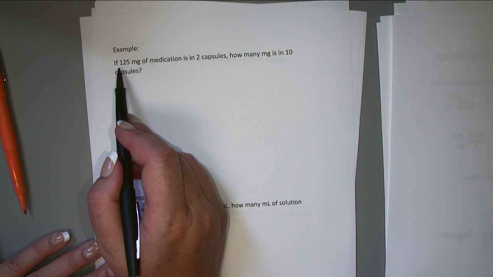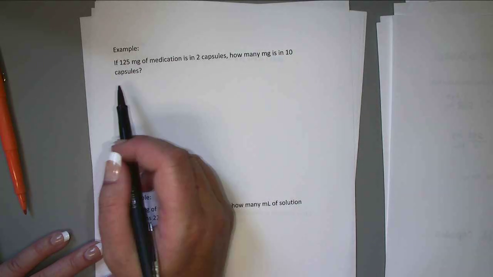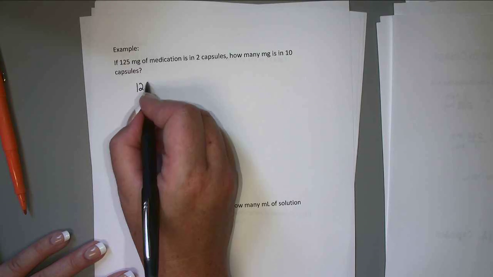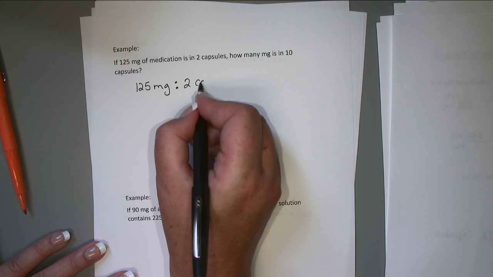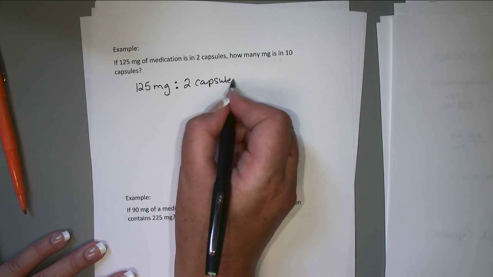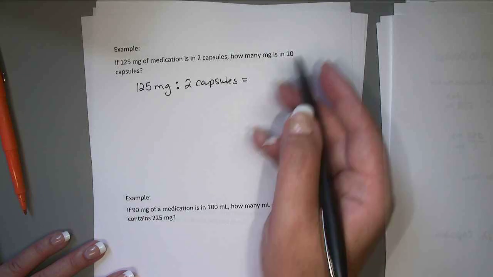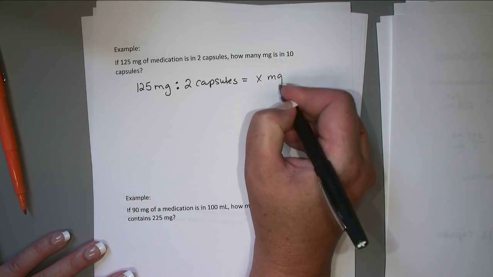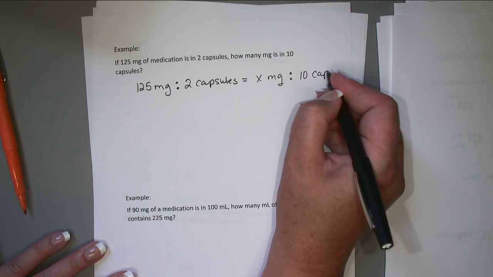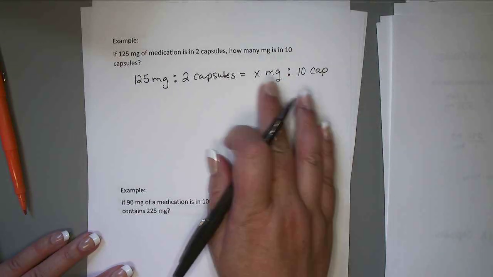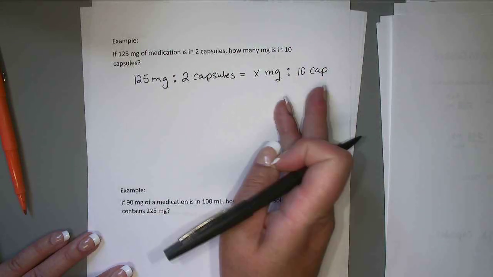If 125 milligrams of a medication is in 2 capsules, how many milligrams is in 10 capsules? So we'll set it up. Make sure you include the units, because it's very important to get them in the same order. So if I put milligrams first and then capsules, I need to do the same on this side. I want to know how many milligrams are in 10 capsules. So we do need to make sure that milligrams comes first if I put it first. If I had reversed this, then I would have to reverse that.